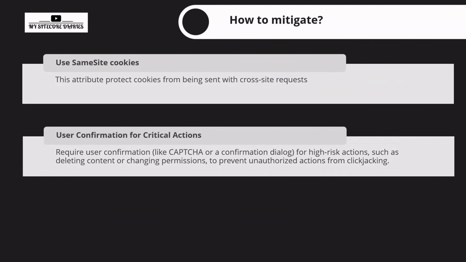User confirmation on critical actions. This is very important, and I think most websites now use it as compulsory. It requires user confirmation like a captcha or confirmation dialog for high-risk actions such as deleting content or changing permissions, to prevent unauthorized actions from clickjacking.